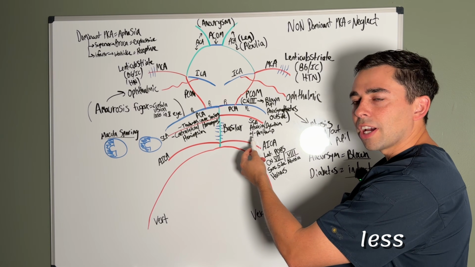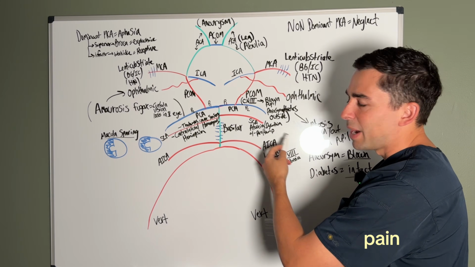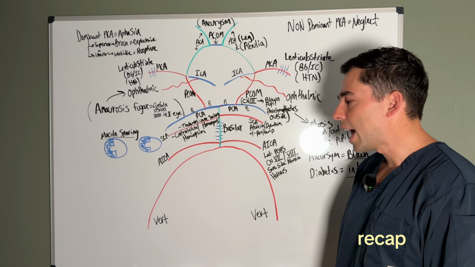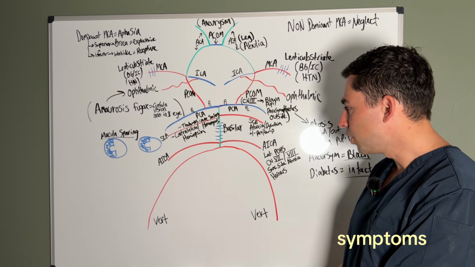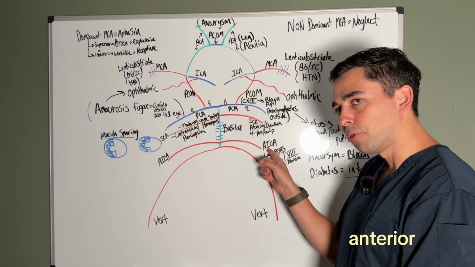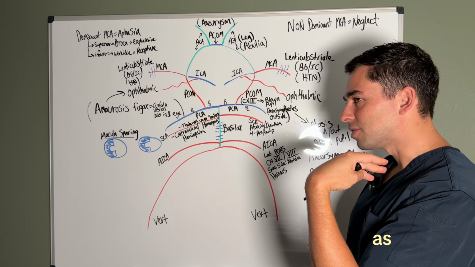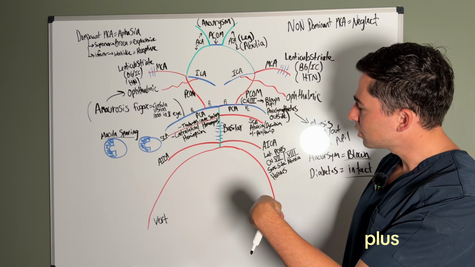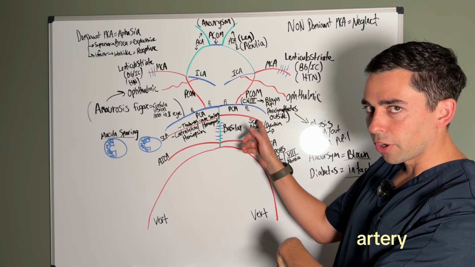SCA is a little bit less high yield. The big thing to know is ataxia and dysarthria, plus or minus pain and temperature loss. So to recap, same side face and hearing with contralateral sensory symptoms, think lateral pons, anterior inferior cerebellar artery. Same side ataxia as well as dysarthria, plus contralateral pain and temp, think superior cerebellar artery.